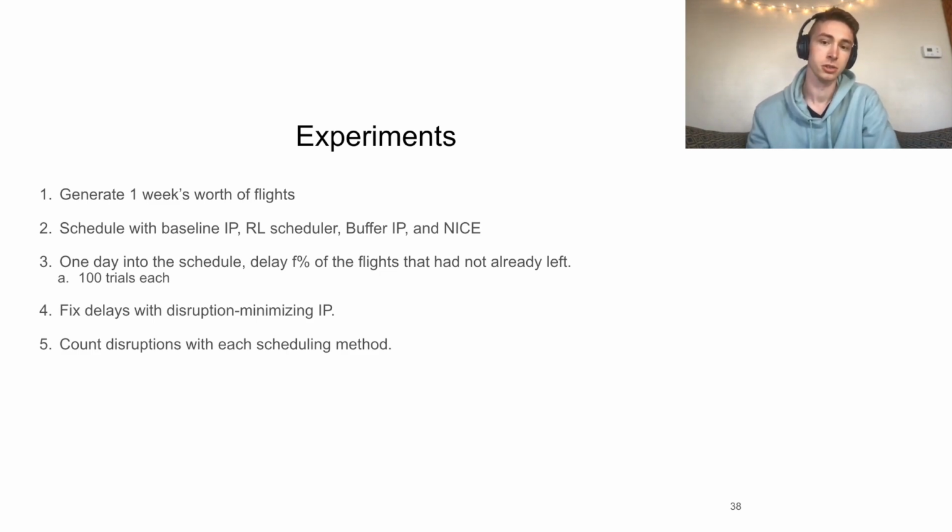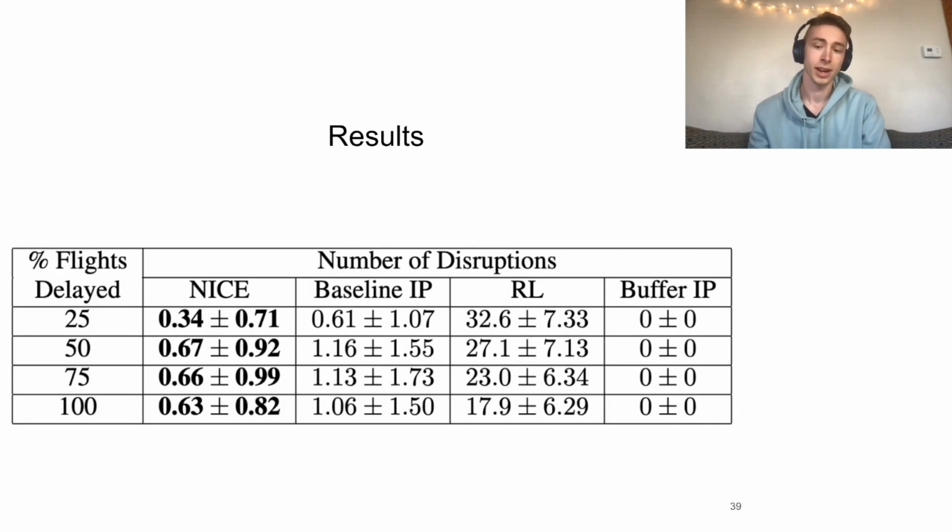Then we're going to fix delays with a disruption minimizing integer program. So it's going to create a new assignment in light of those disruptions that minimizes the number of changes to the pilot slot assignments. And then finally, we're going to count the number of disruptions that were created with each scheduling method, so fewer disruptions are better. We ran this experiment with a number of flights that matched the average of the probability distribution of the data we were given from the group we were working with, and these are the results that we got.